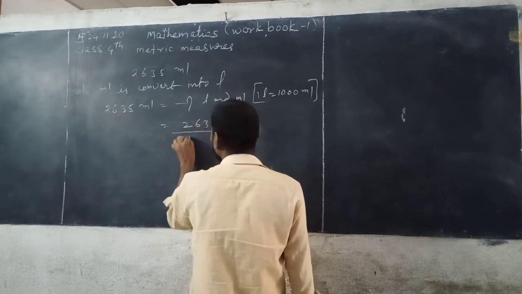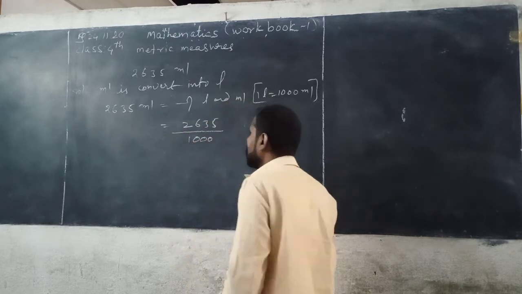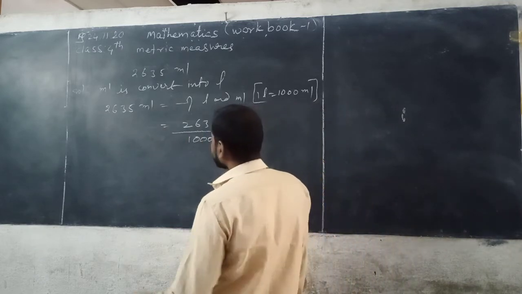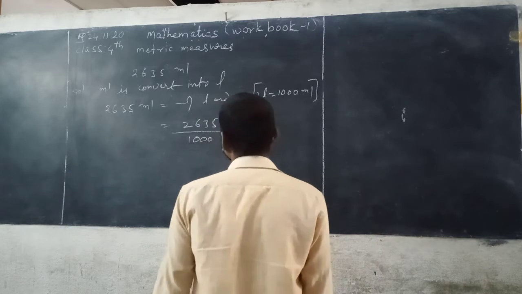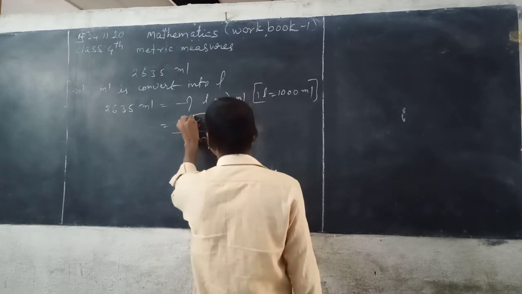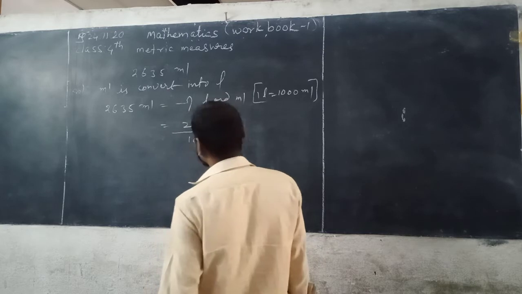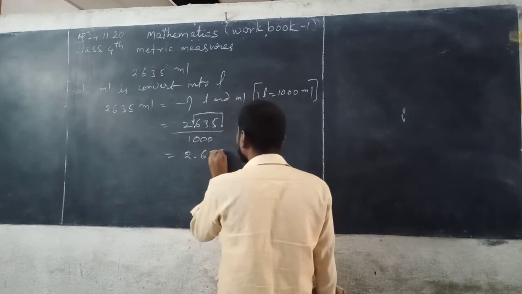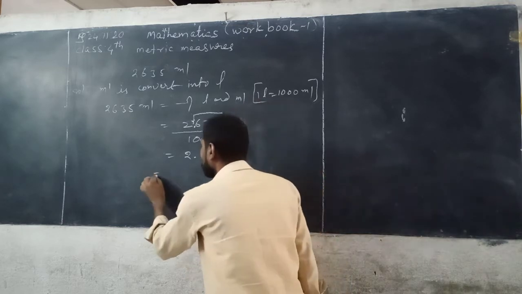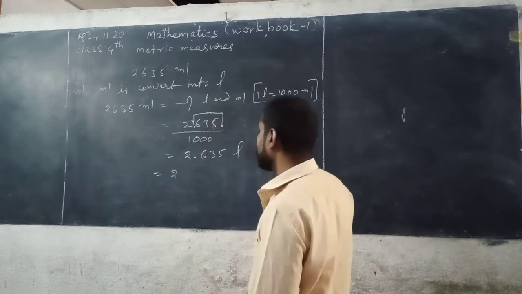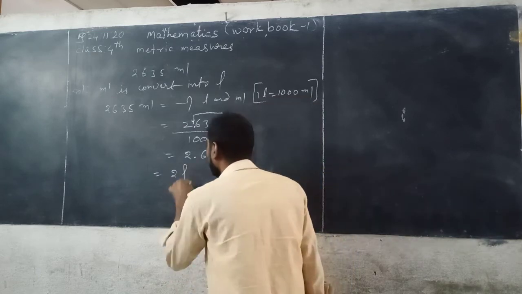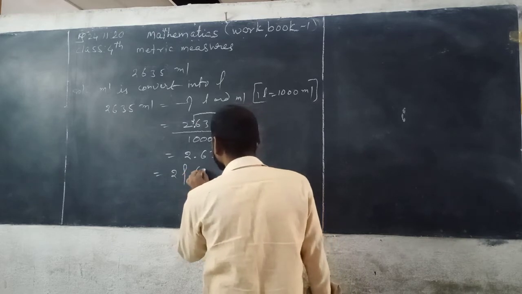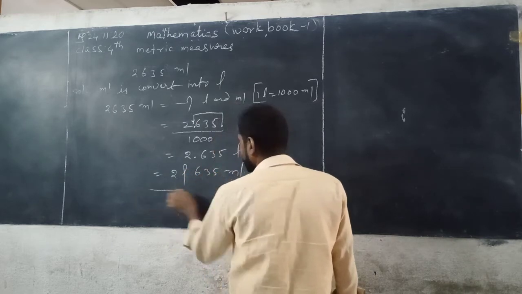Then you can write here 2635 by 1000. See here, any number divided by 1000, the point moves to the left side 3 places. This is the point, move to here, after 2 before 6. Then you can write 2.635 liters, means 2 liter. Point before number is taken as liter, and digits after the point you have to take as milliliter. 2 liter 635 milliliter. Write down, everybody.